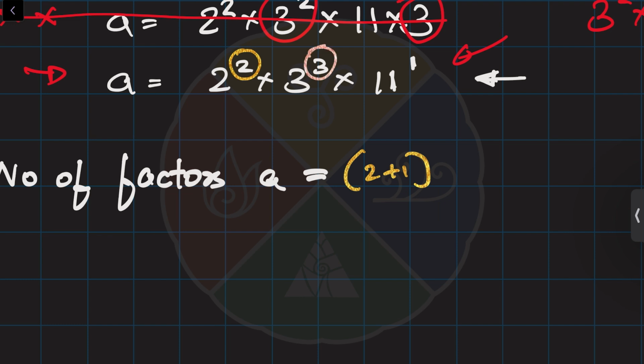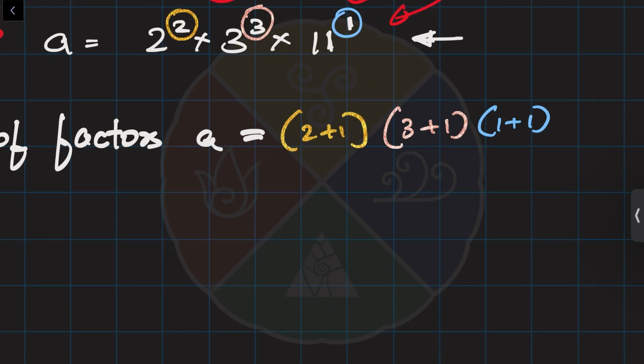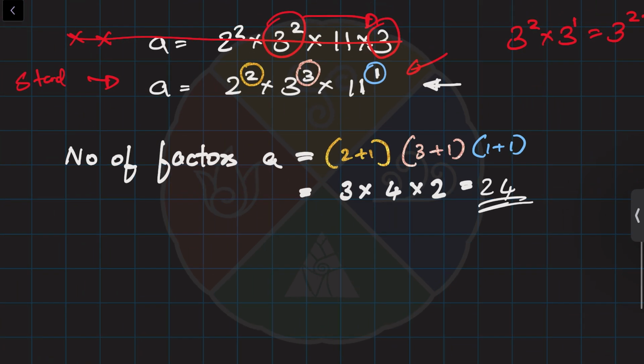Take the power, add 1. Similarly, take the power, add 1, and then multiply all of them together. You will find the number of factors. Here this will be 2 plus 1, that is 3, into 3 plus 1, that is 4, into 2. So you will get 3 into 4 into 2. You will get 24. This given number has 24 factors. Okay, so that is how you find the number of factors.